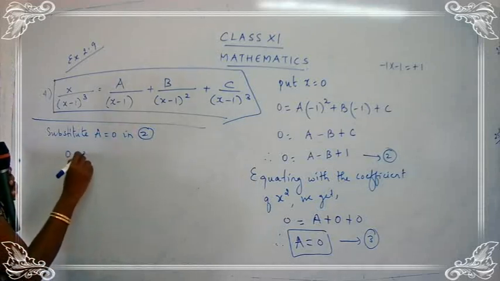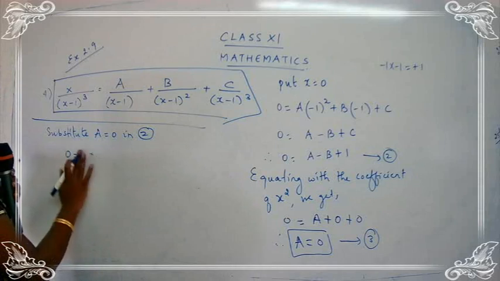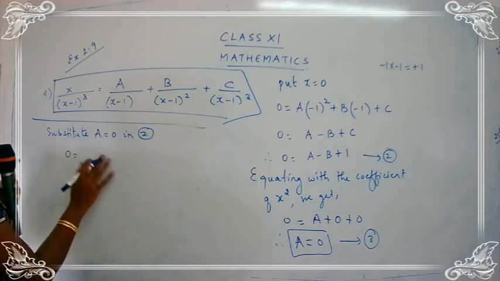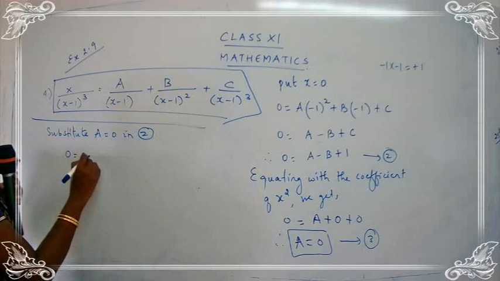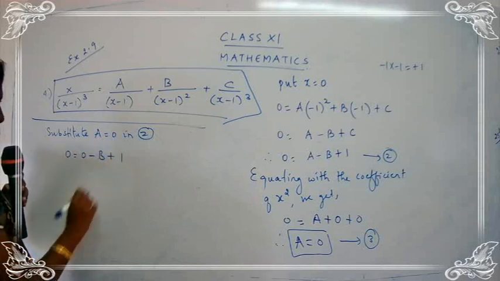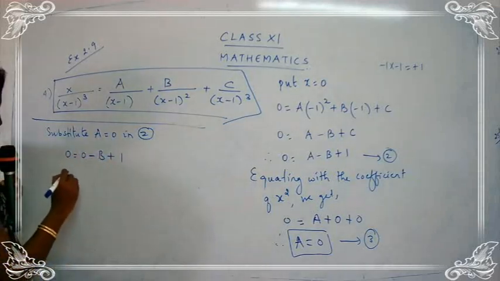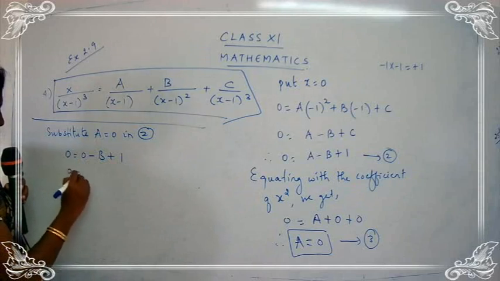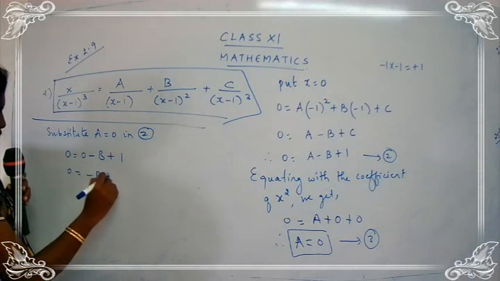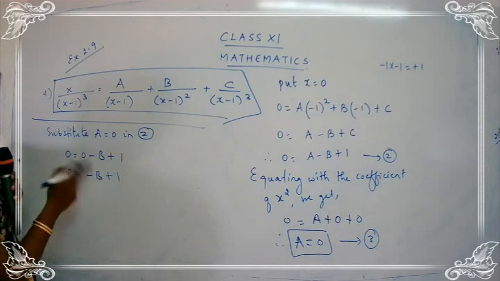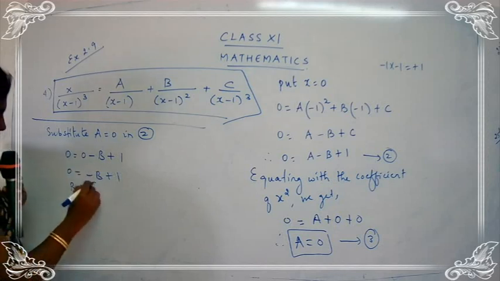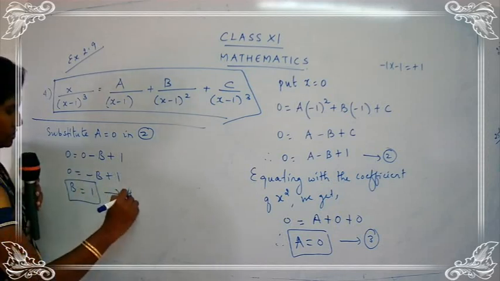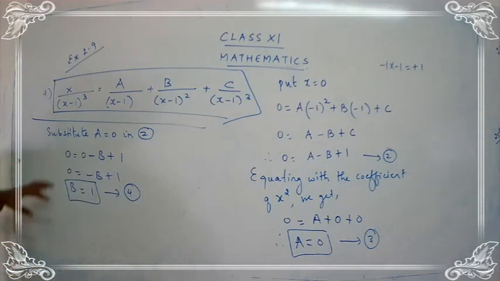So 0 is equal to 2 minus, a is equal to 0. So 0 is equal to 0 minus b plus 1. So this is 0 is equal to minus b plus 1. Take this b to this side. So b is equal to 1. So this is number 4. So we have found the value for b.